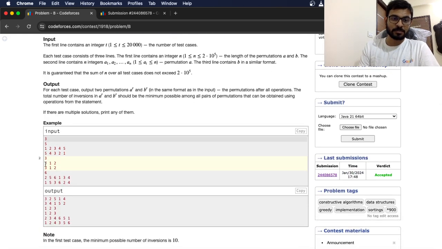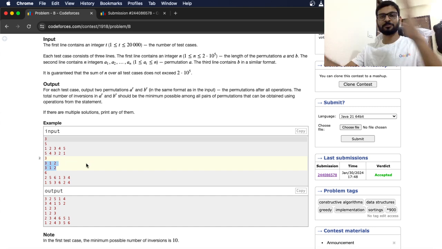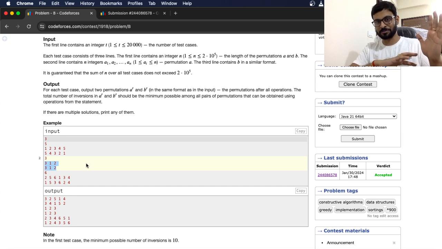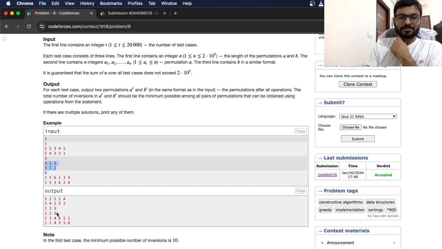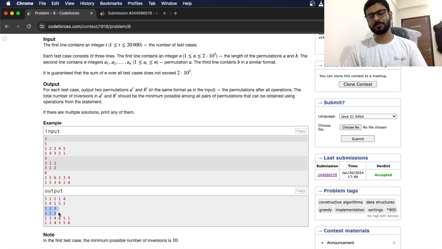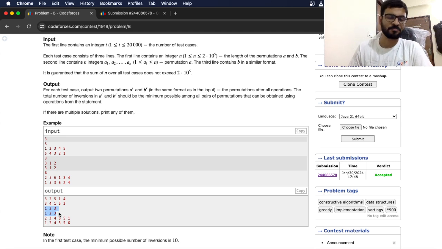If you look at the example 3 1 2, 3 1 2, they are equal. So in this case, swapping was very easy. So you can say that 1 got swapped with this 2. So 2 came before, 1 went later, and then 1 got swapped with this 3. Or you can say 3 and 2 first got swapped. 3 went to the end, 2 came to the beginning, and then 2 and 1 got swapped. So in that way, over here, both of them got sorted because they had the same elements. I mean, A and B were the same. So it was easy to sort them.